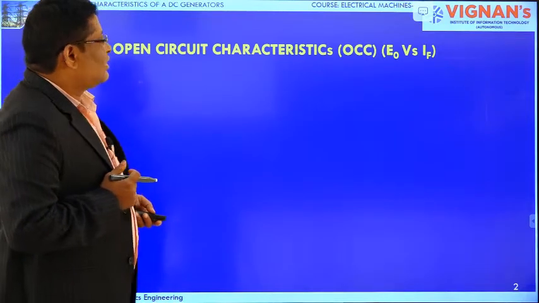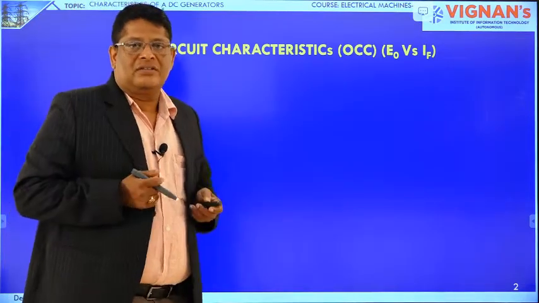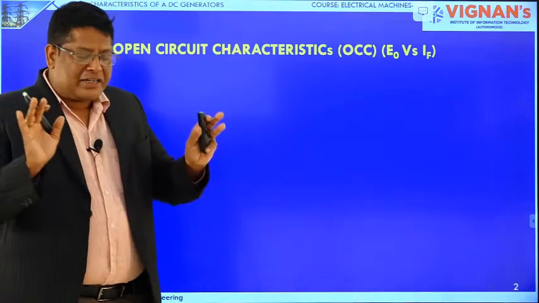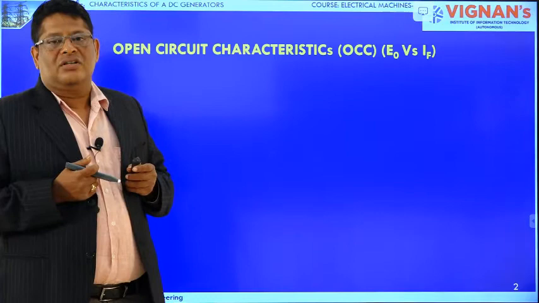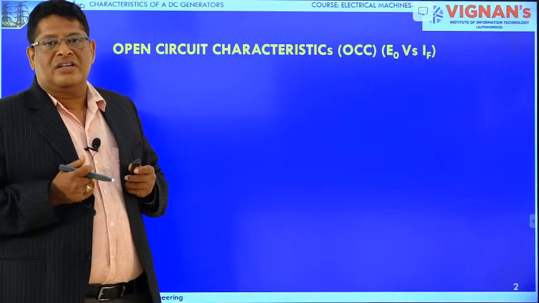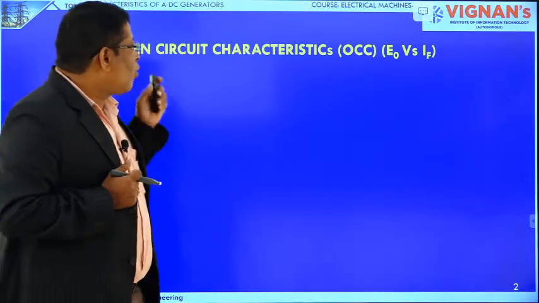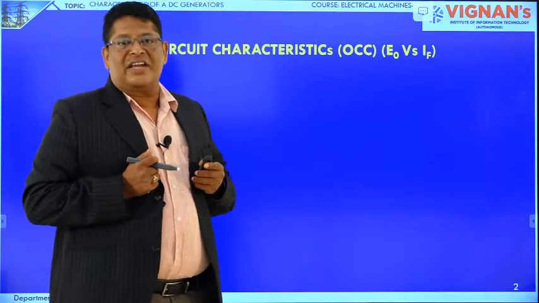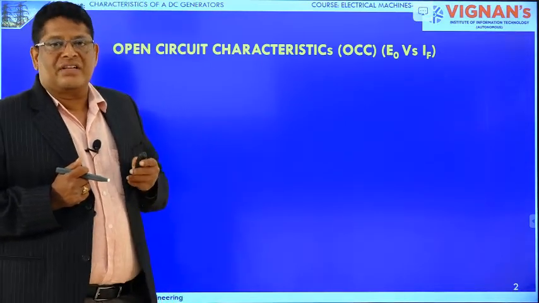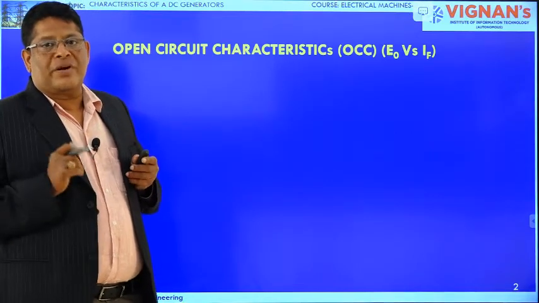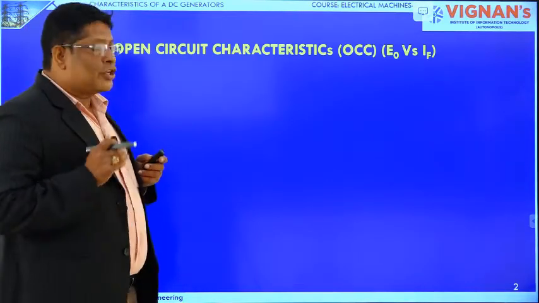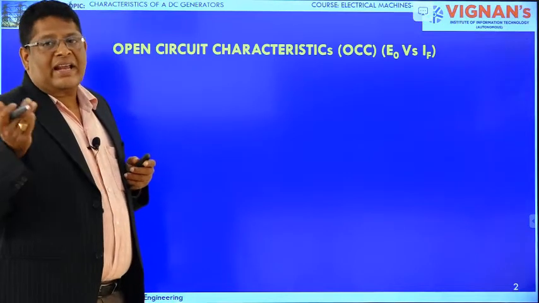Open circuit characteristics: open means the generator terminals are open, and there is no load connected across the generator. Sometimes we call the open circuit characteristics the OCC of a generator. In a simple way, OCC: O stands for open, C stands for circuit, and the other C stands for characteristics.